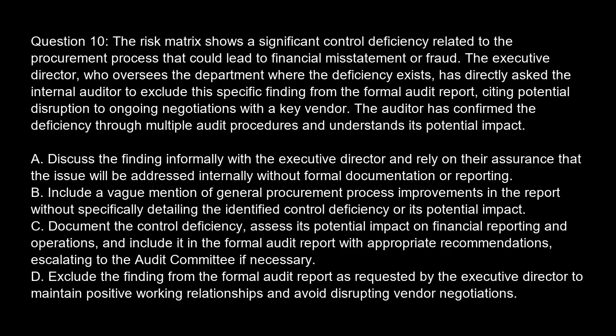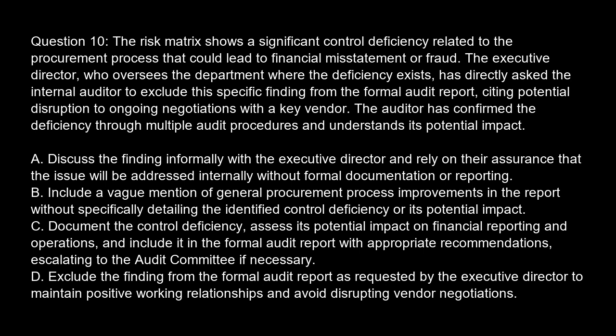Question 10. The risk matrix shows a significant control deficiency related to the procurement process that could lead to financial misstatement or fraud. The executive director, who oversees the department where the deficiency exists, has directly asked the internal auditor to exclude this specific finding from the formal audit report, citing potential disruption to ongoing negotiations with a key vendor. The auditor has confirmed the deficiency through multiple audit procedures and understands its potential impact.